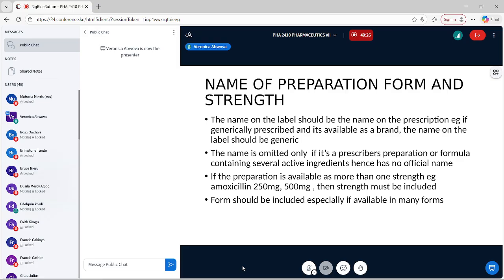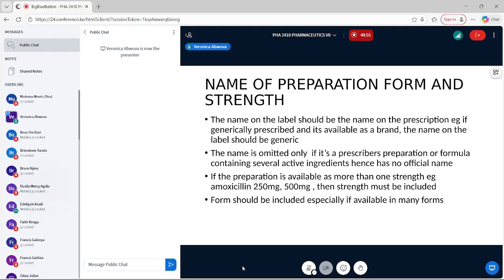Okay. So when you talk about the name of the preparation, we are now looking at the label. When you talk about the name of preparation, form, and strength, the name on the label should be the name on the prescription. For example, if generically prescribed and it's available as a brand, the name on the label should be the generic. The name is omitted only if it is a prescriber's preparation or formula containing several active ingredients, hence has no official name.